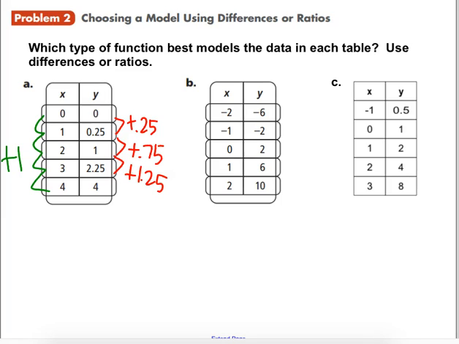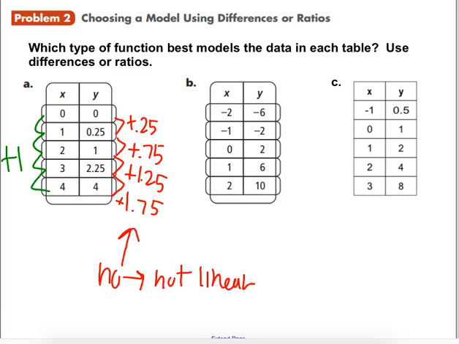And then from here, I'm increasing by what? 1.75. So let's think of the obvious. Are these the same number? Am I increasing by the same number? No. Therefore, not linear, right? I'm not increasing by the same number.